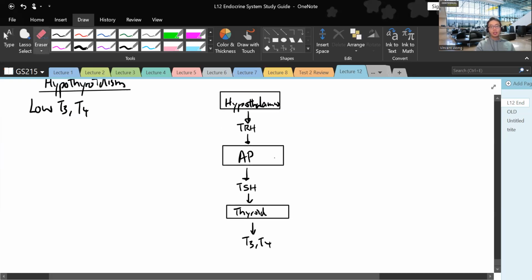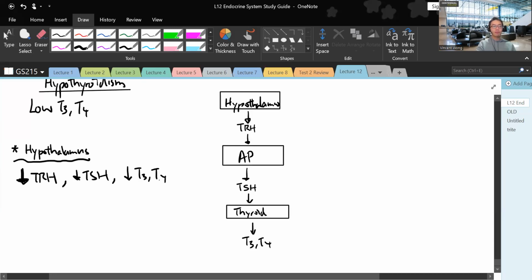So what could be the problem? Well, if the problem is in the hypothalamus, then you will expect to have low TRH because the hypothalamus is having a problem. It's not making the TRH, which leads to low TSH, which then leads to low T3 and T4. So that's a hypothalamic problem. Make sense? Low TRH leads to low TSH, which leads to low T3, T4.